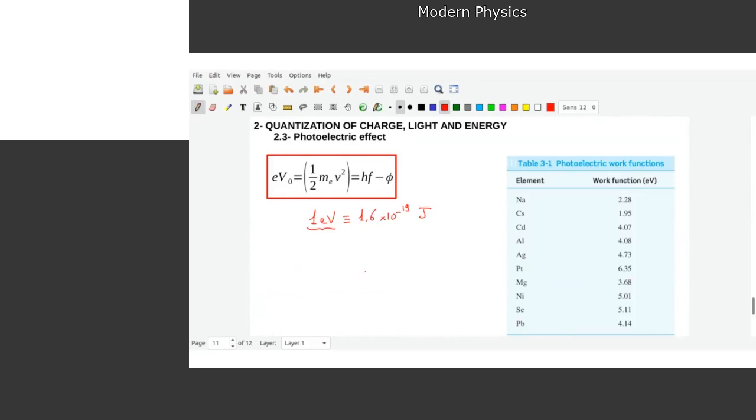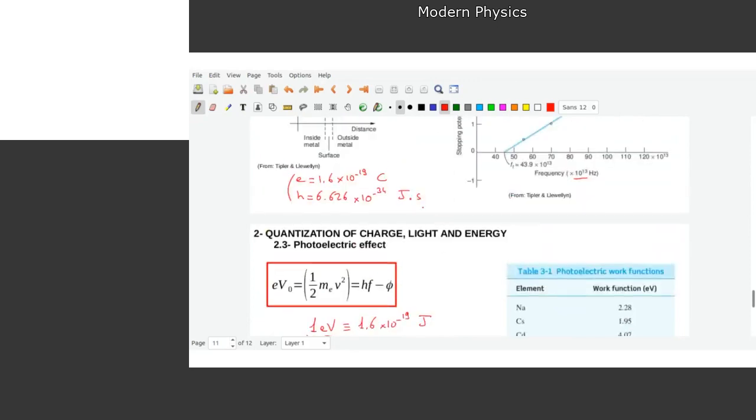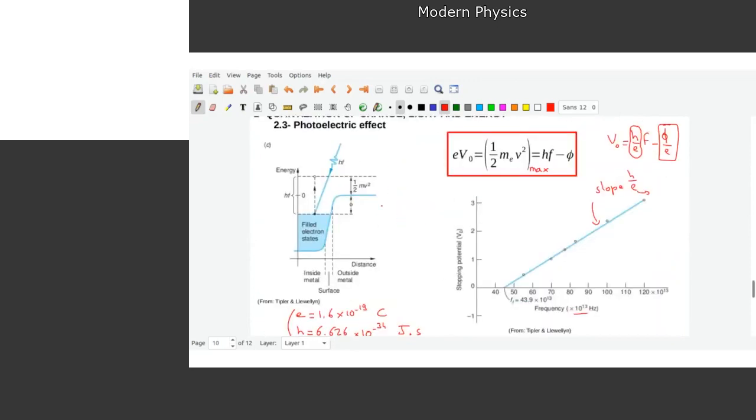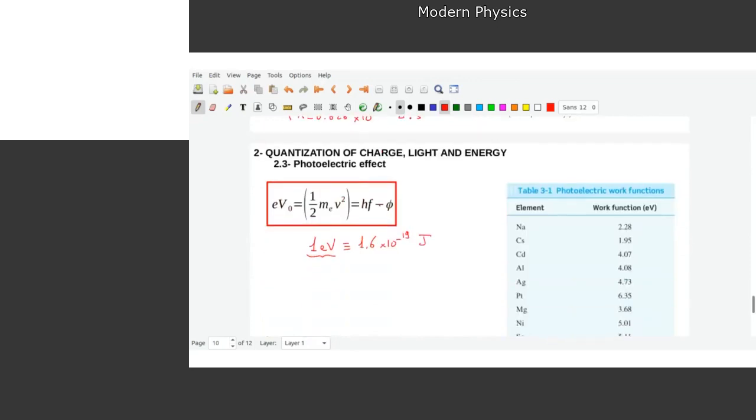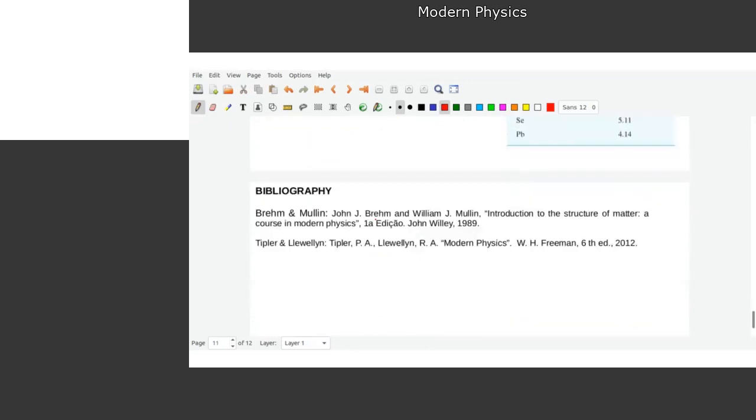We will solve some problems and exercises in our class, and we will learn how to use this equation and deduce some interesting properties of materials. And so I finish here.